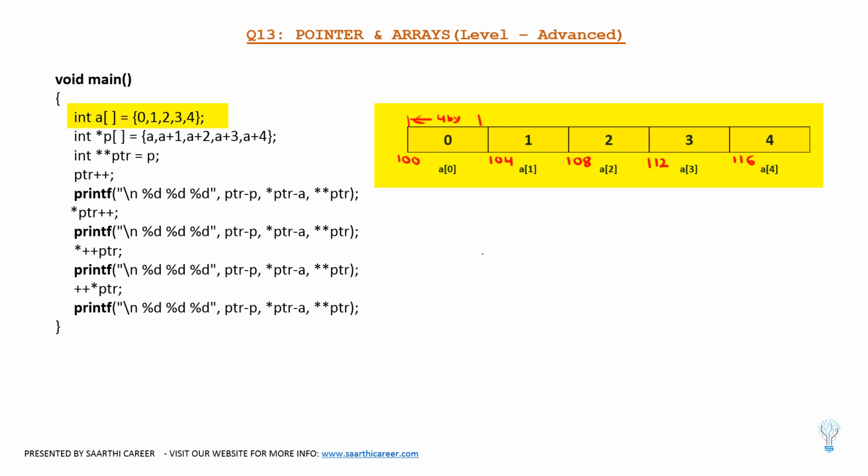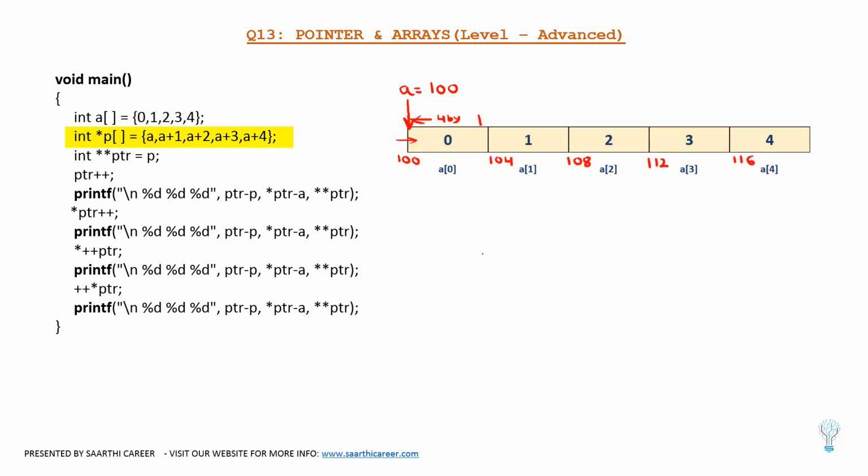Now we've already seen in question number 12 that the name of the array is itself a constant pointer which points to the starting element of the array. Since 0 is the starting element of the array, the name of the array, which is A, points to the starting location, which is nothing but 100.